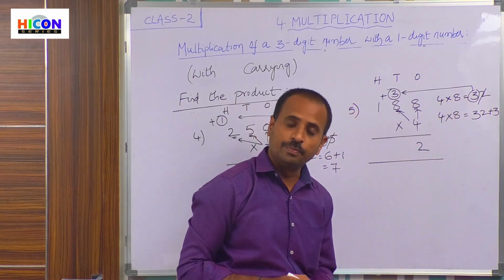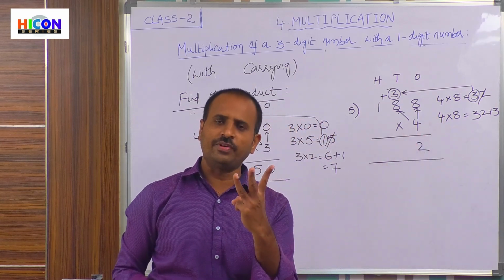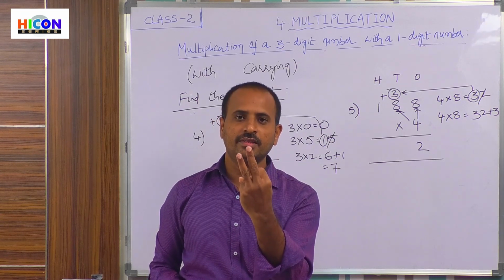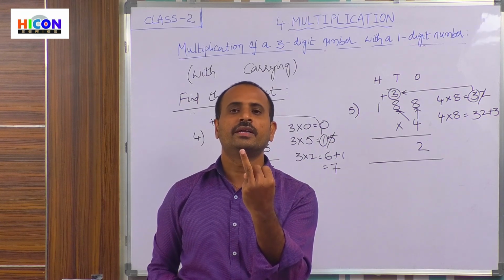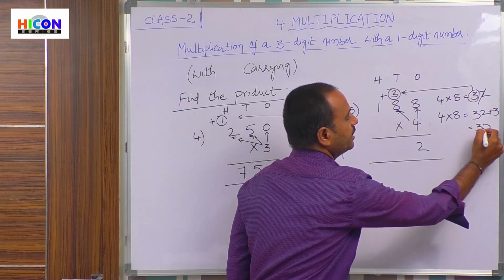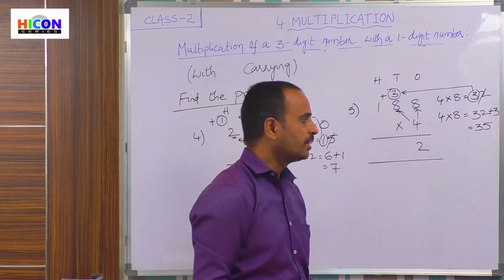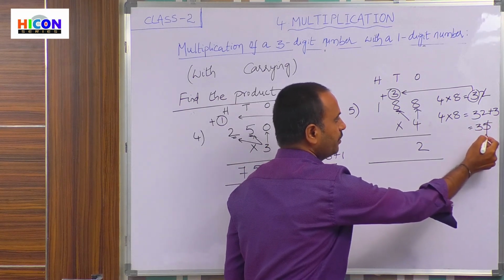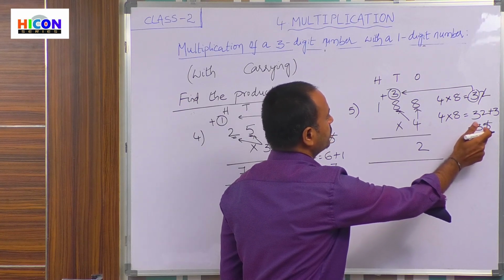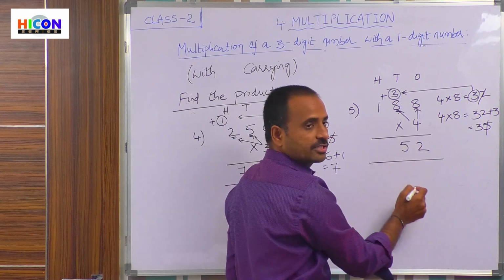So children, how much will you get if you add 3 to 32? Open 3 fingers and count after 32: 33, 34, 35. So if you add 3 to 32, you get 35. So 35 again is a 2-digit number. Then what do we have to do? Write the second digit 5 only. Write 5 under tens place.